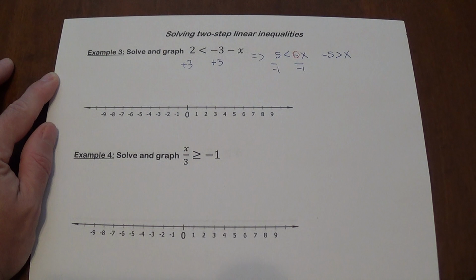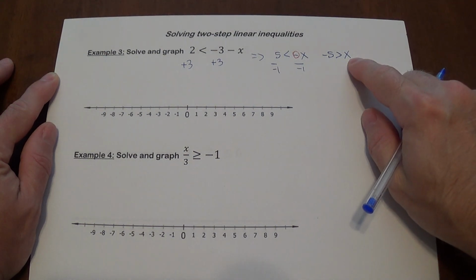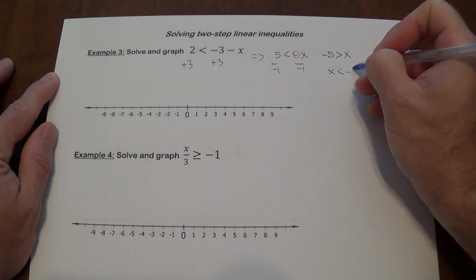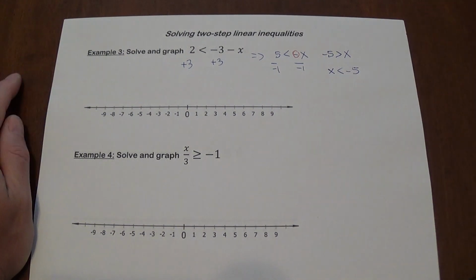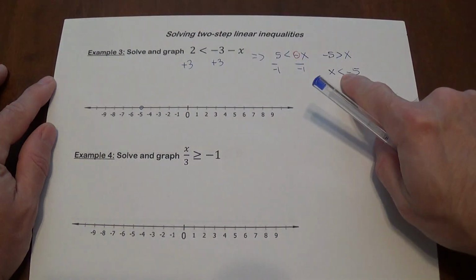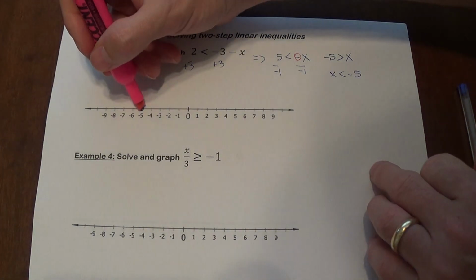But as you hopefully recall, with inequalities, when you want to graph it correctly, you need to put x on the left. So what we do is we reverse the whole entire thing, and it's going to give us x is less than negative 5. Okay. So here's negative 5. It is going to be open, and we shade to the left.